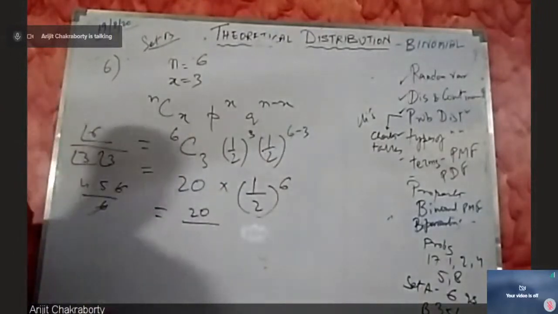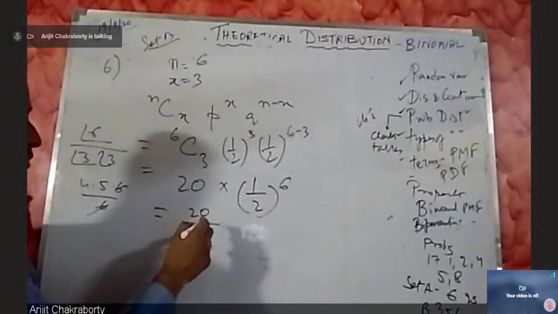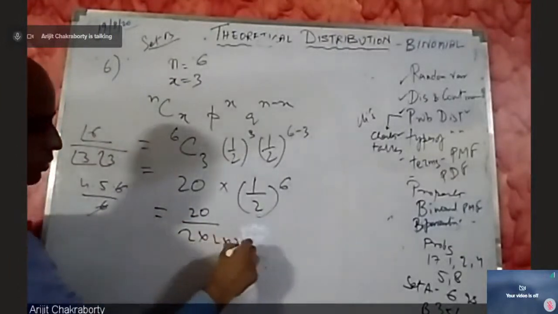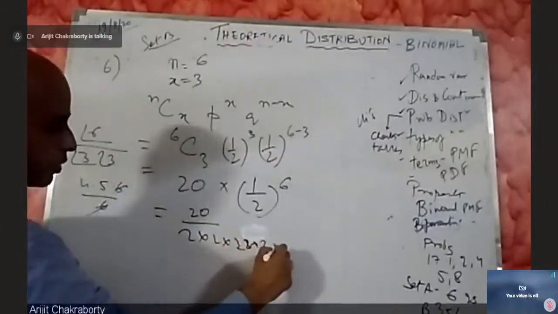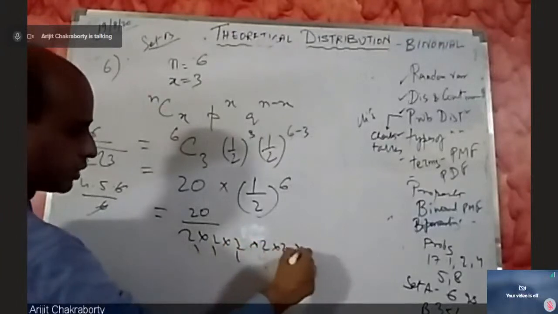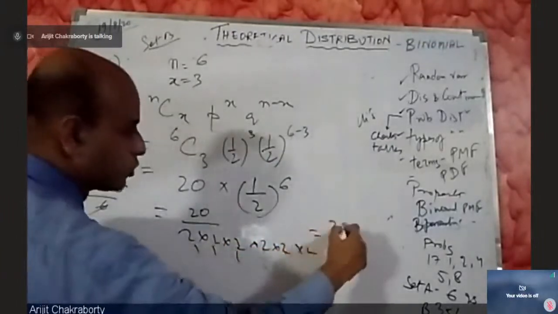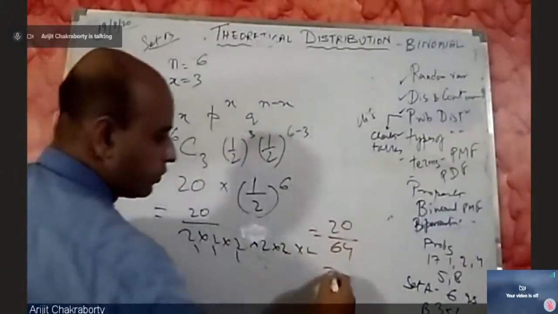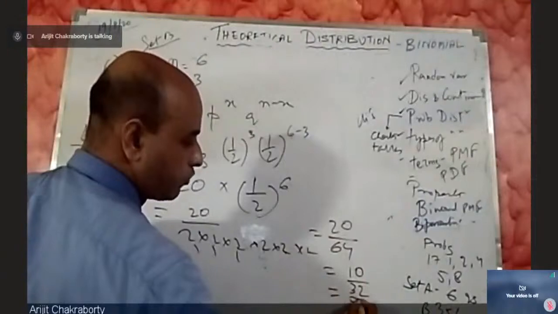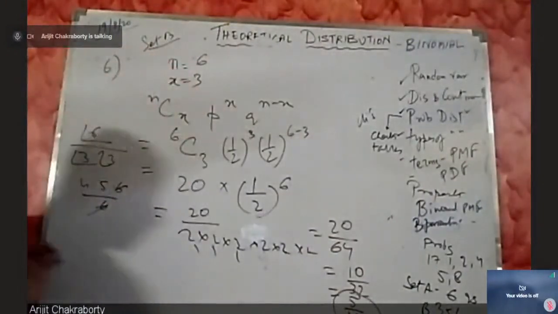So it gives you 2 to the power 6. So 2 into 2 into 2 into 2, 1, 2, 3, 4, 5 and 6. 4, 8, 16, produces 64. So it gives you 20 by 64. That is 10 by 32. That is 5 by 16. 5 by 16, that is what I am getting.